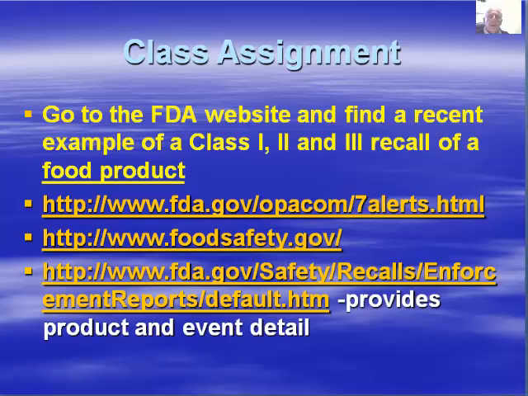One of the assignments for this week is to go to the FDA website and find recent examples of Class 1, 2, and 3 recalls of a food product. A couple websites where you can find this, or you can actually just go to the FDA website, fda.gov, and you'll be able to search for types of recalls.